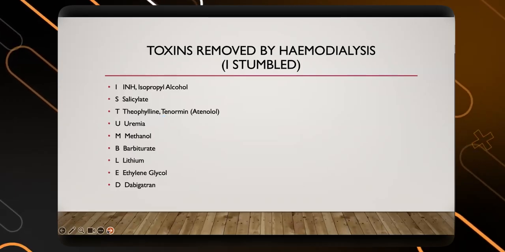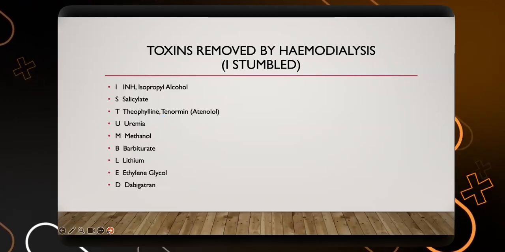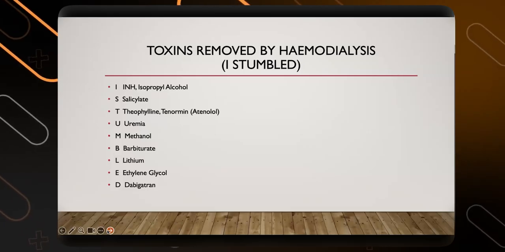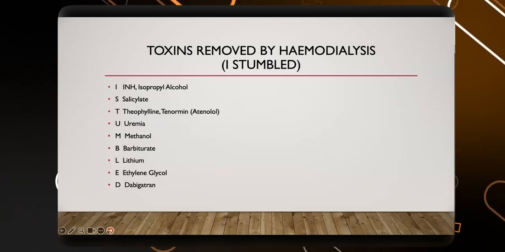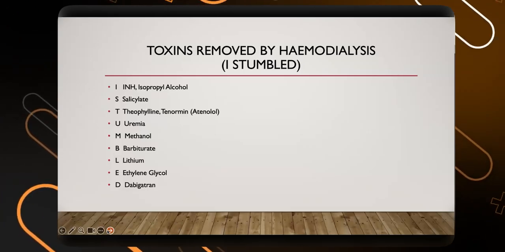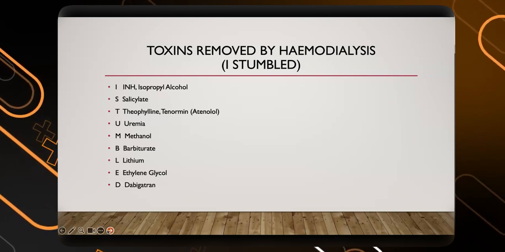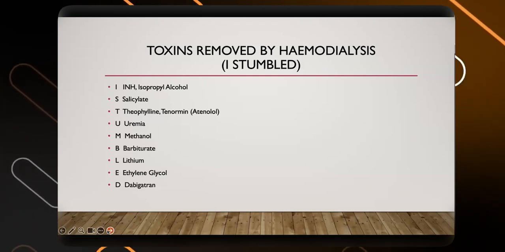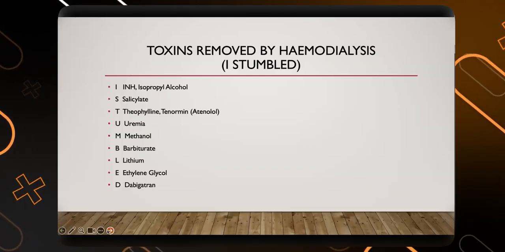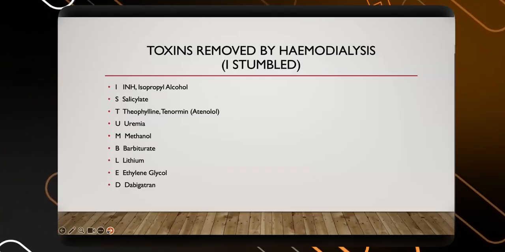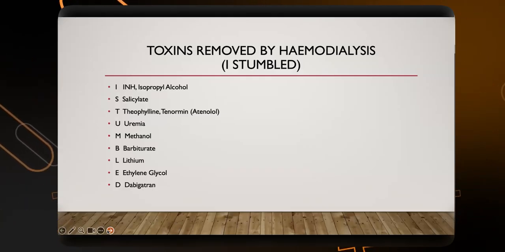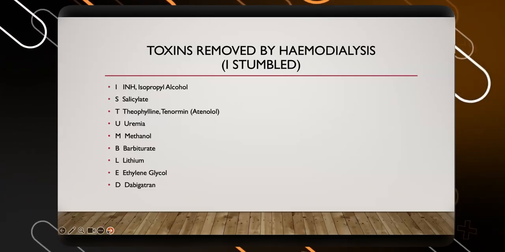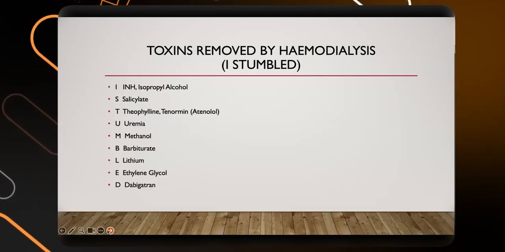Now, what are the toxins removed by hemodialysis? There's a very nice mnemonic for this, which is I STUMBLED. I stands for isoniazid and isopropyl alcohol. S is salicylates. T stands for theophylline or Tenormin, which is atenolol. U stands for uremia. M is methanol. B stands for barbiturate. L is lithium. E is ethylene glycol, and D is dabigatran.